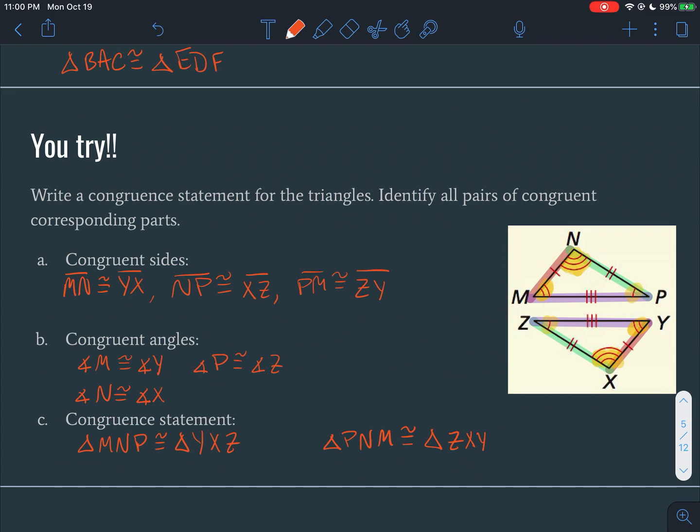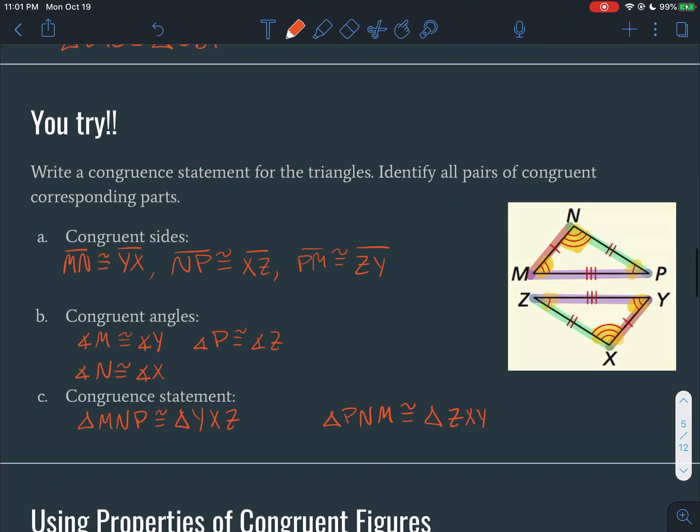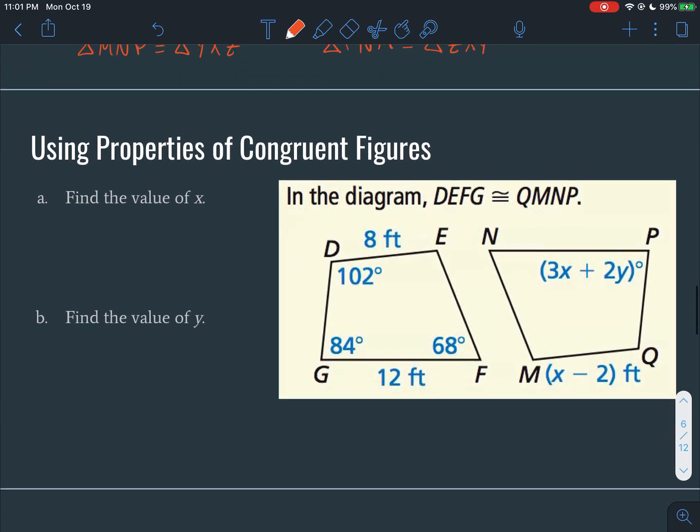The first triangle you name however you want. The second triangle you're just going to list the points in the same order. And this is not the only two options. I could have said MPN, NMP, NPM. There's a lot of options out there.